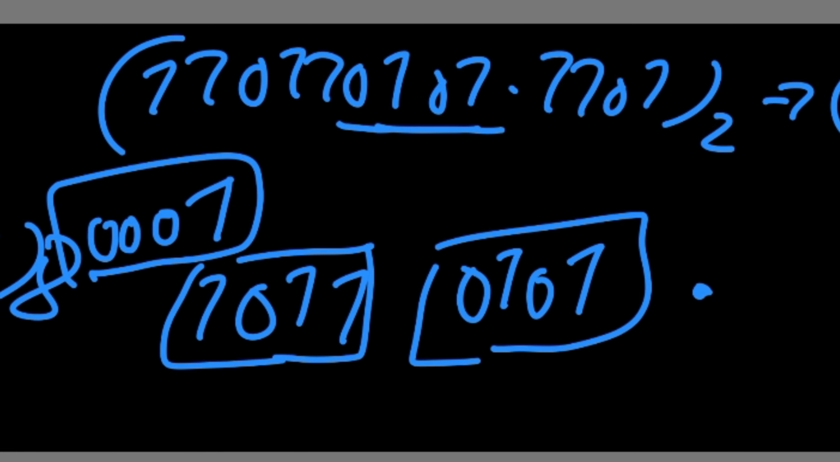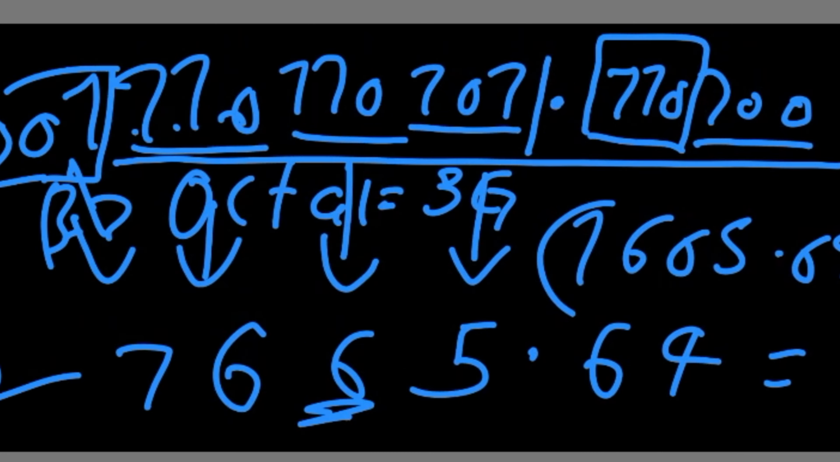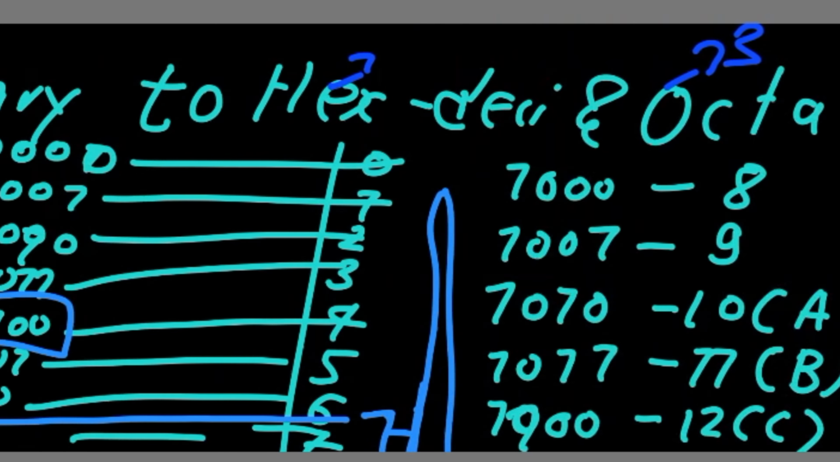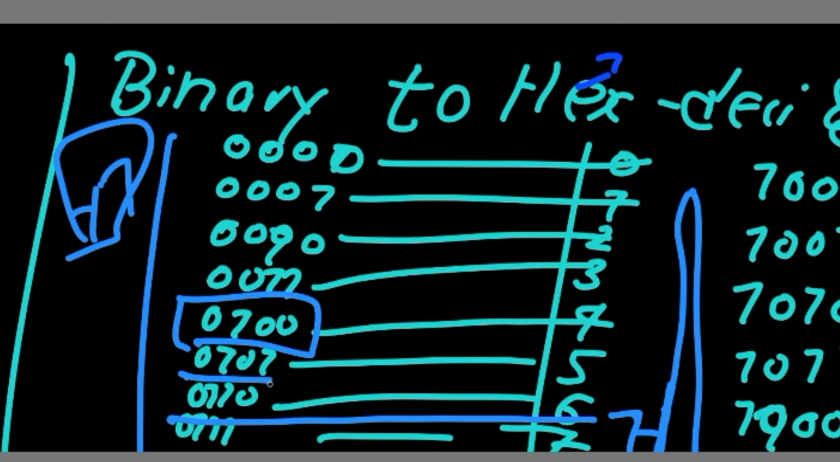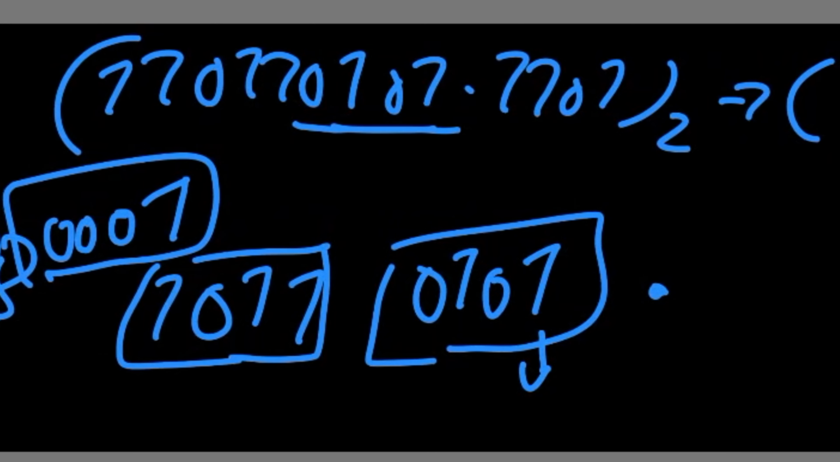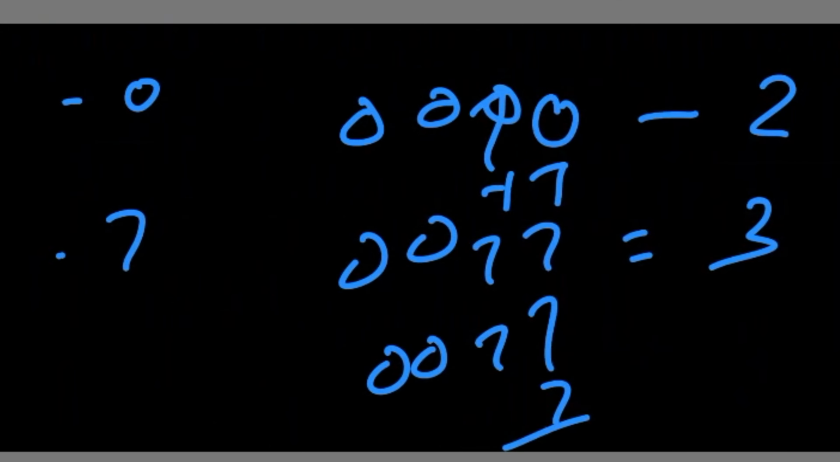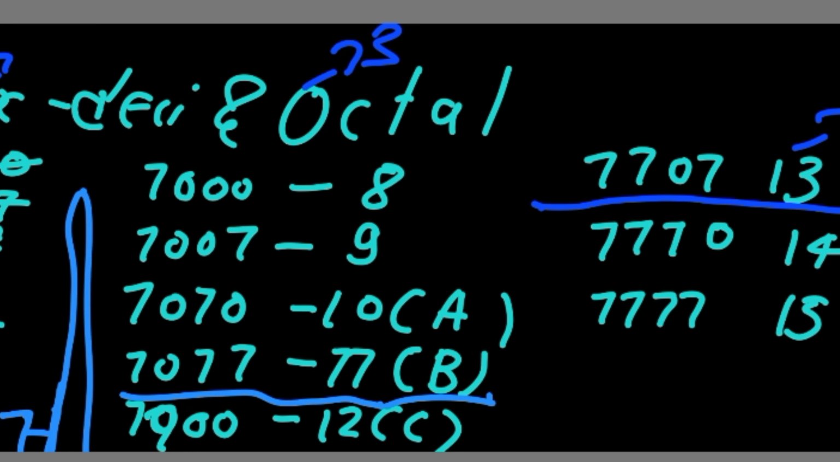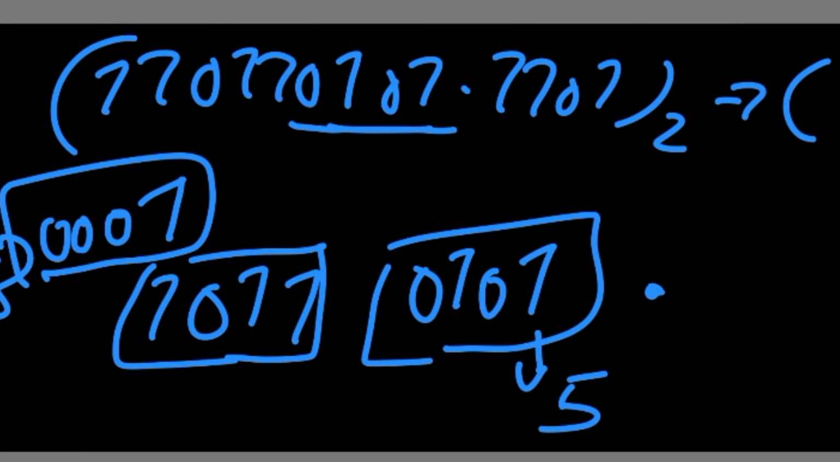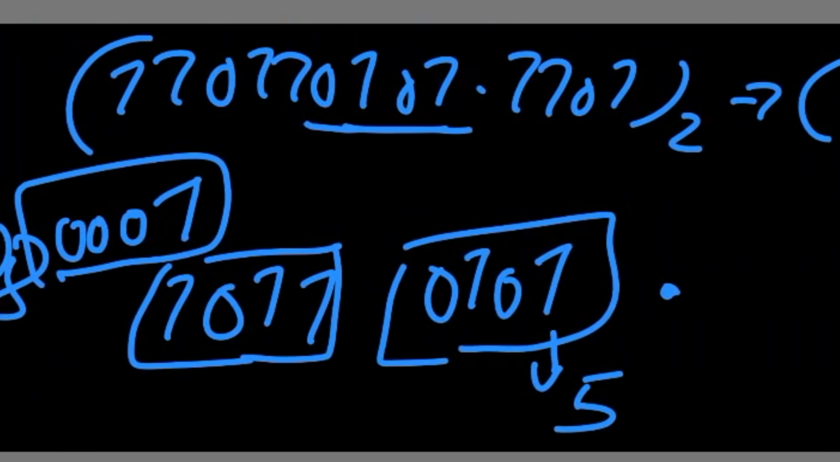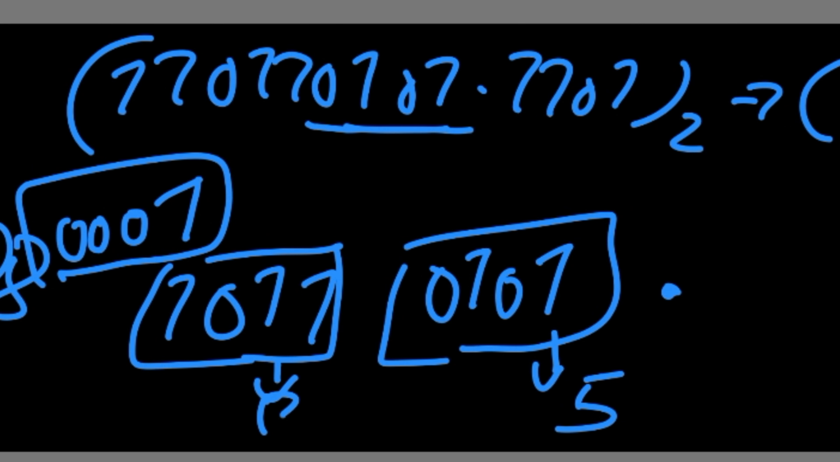And let's first convert this. 1 0 1 0 1, which is 5. 1 0 1 1, which is 11. But wait, 11 is also called B. So rather than writing 11, we have to write B, and 1 is obviously 1.